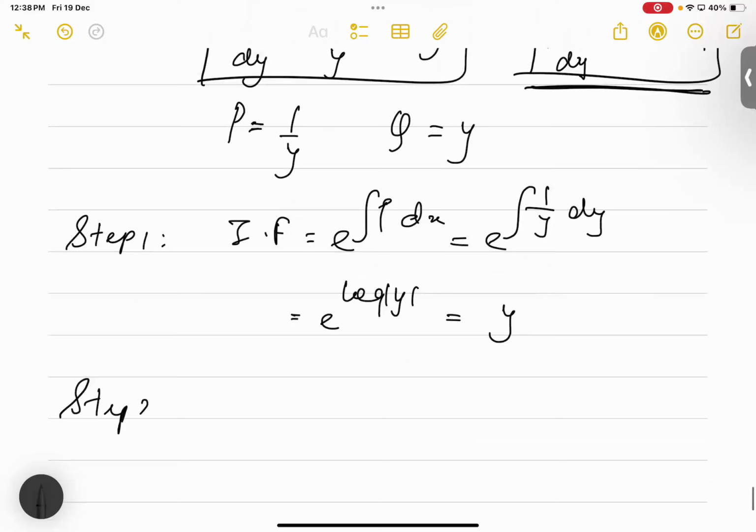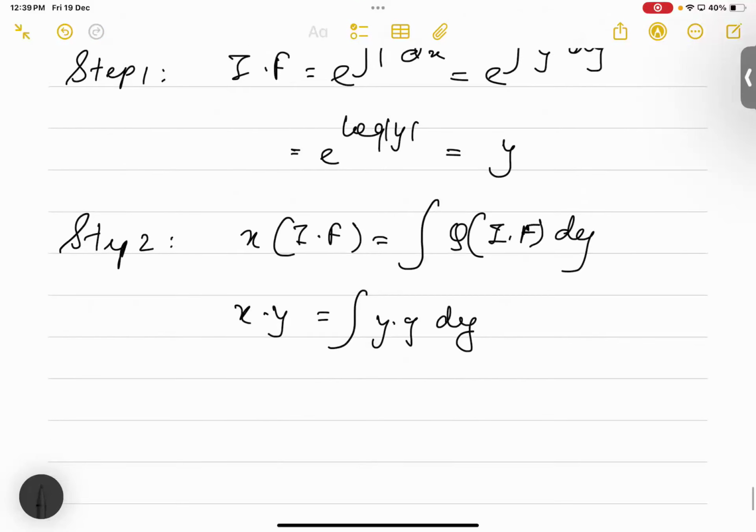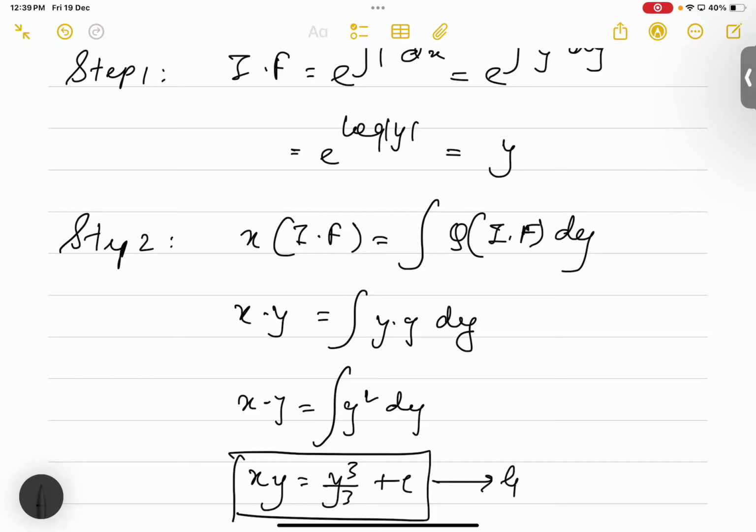Step 2, x into IF, Q into IF dy. X into y. Both are y, na? What is y into y? So xy is equal to Q, y cube upon 3. This is the general solution. Clear?